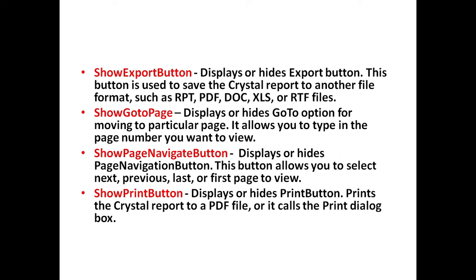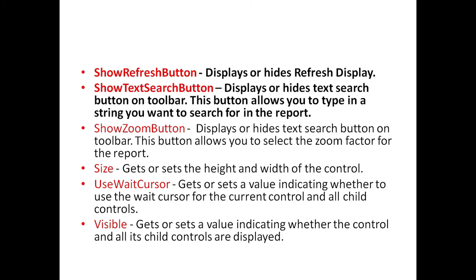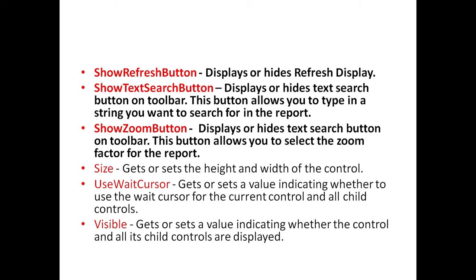ShowPrintButton displays or hides the print button. This button prints the Crystal report to a PDF file or it calls the print dialog box. ShowRefreshButton displays or hides the refresh button. ShowTextSearchButton displays or hides the text search button on the toolbar. This button allows you to type in a string you want to search for in the report. ShowZoomButton displays or hides the zoom button on the toolbar. This button allows you to select the zoom factor for the report.